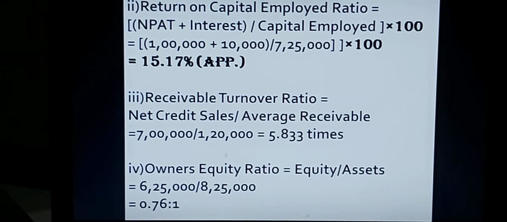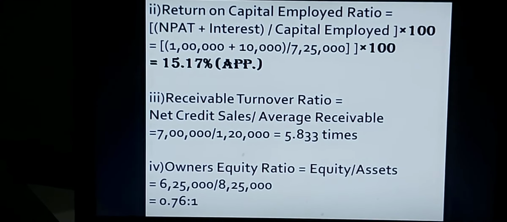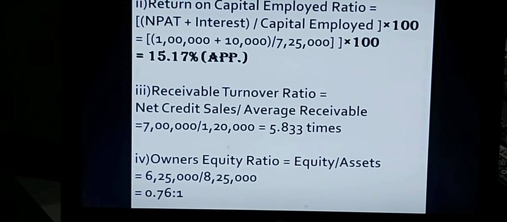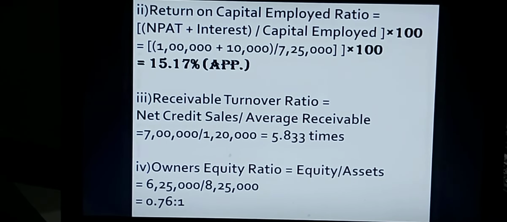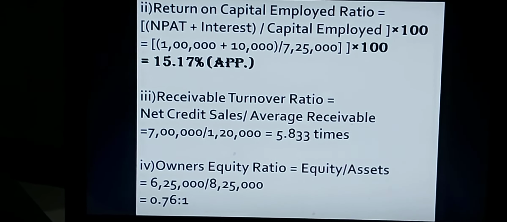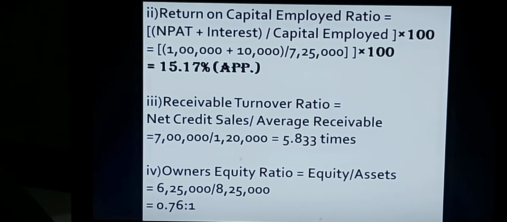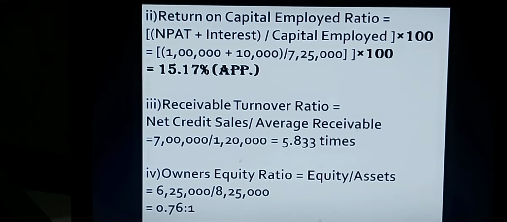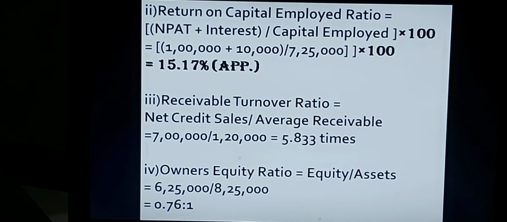Dear students, in this math totally 7 ratios are available. First one, debt equity ratio; second one, payable turnover ratio; third one, capital employed turnover ratio; fourth one, net profit ratio; fifth one, return on capital employed ratio; sixth one, receivable turnover ratio; and last one, owner's equity ratio.